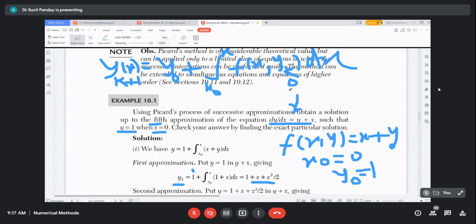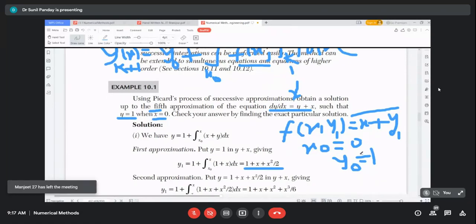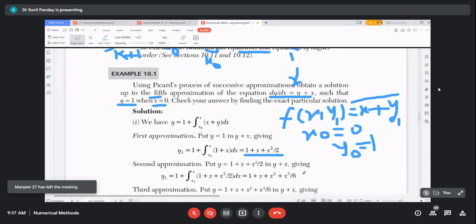Now to calculate y2, you have to substitute k equal to 1. So here you have to calculate f(x, y1). Because f(x, y) is defined as x plus y, it will be x plus y1. And what is the value of y1? The value of y1 is 1 plus x plus x square by 2 plus x. After substituting, you will get this.